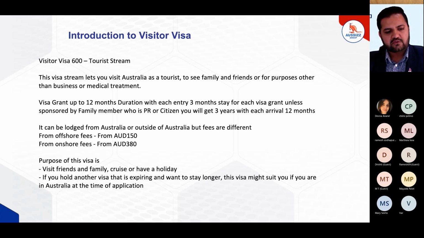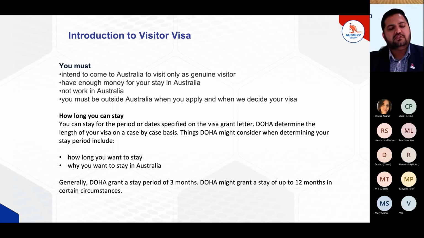Purpose of this visa is obviously to visit family, friends, to have holidays. If you want to apply for a different visa, then obviously you have to explore what other options you have being on a visitor visa. You have to make sure that you understand your condition. So this visa is intended to come to Australia as a genuine visitor. What is a genuine visitor? So obviously your intention to come to the country is just to be a tourist, visit different places, visit your family or friends, or visit a particular place, and then you go back to your home country.